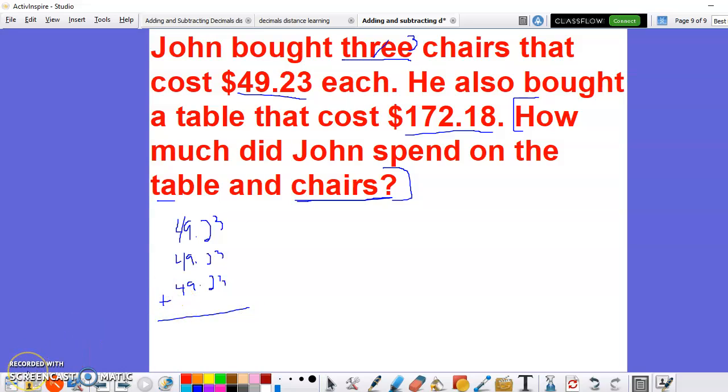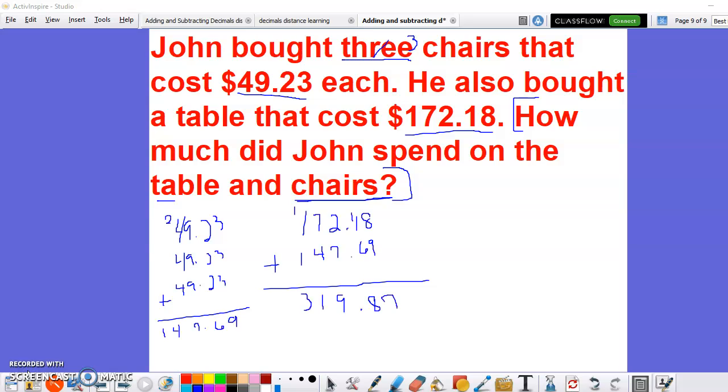If you have any more questions, see me. Okay, so off camera, I went ahead and I finished this just for the sake of time. $49.23 3 times is 147 and 69 cents.